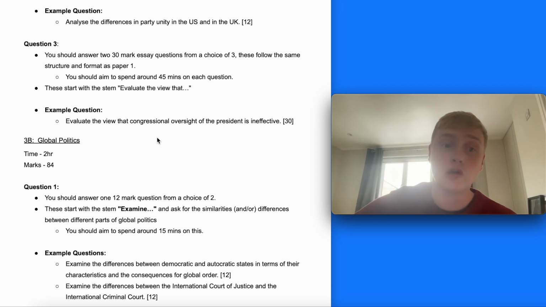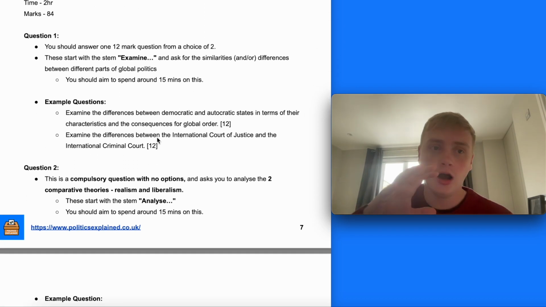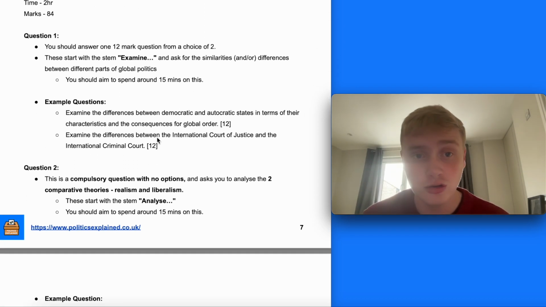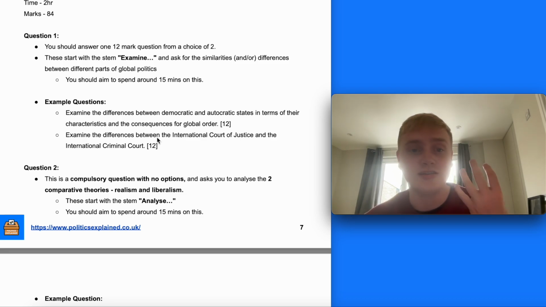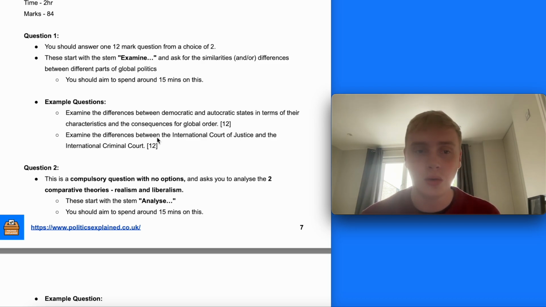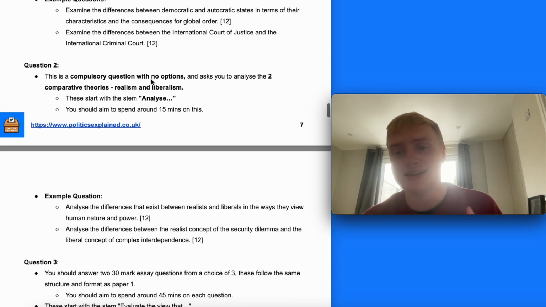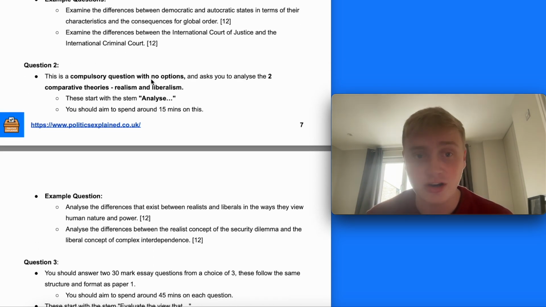Then instead, if you do global politics, very similar structure. You start by doing one 12-mark question from a choice of 2. Again, it's looking at similarities or differences between different parts of global politics. You aim to spend around 15 minutes on this, so examine the differences between democratic and autocratic states in terms of their characteristics and consequences for the global order, or examine the differences between the ICJ and the International Criminal Court. Question 2 then, exactly the same as the US side, is a compulsory question with no options.